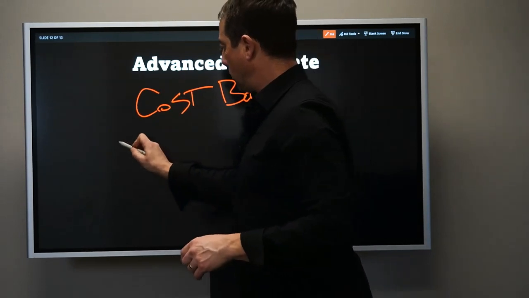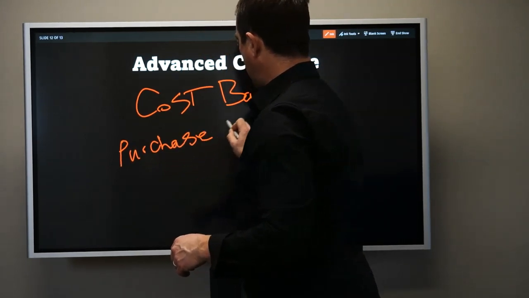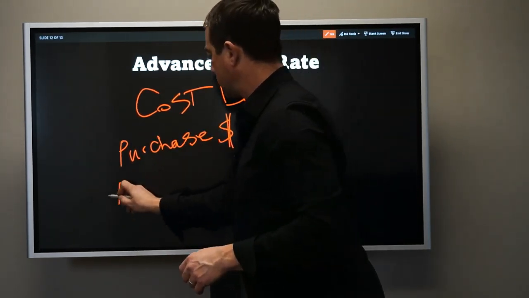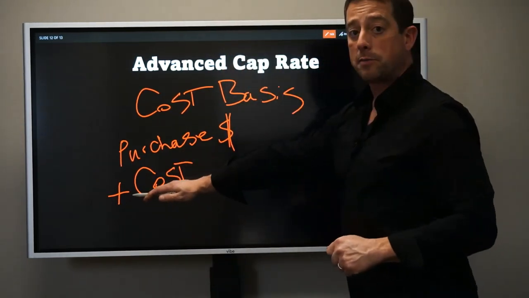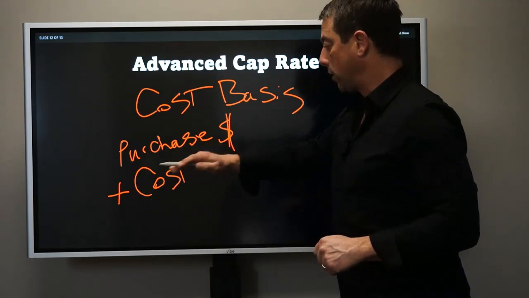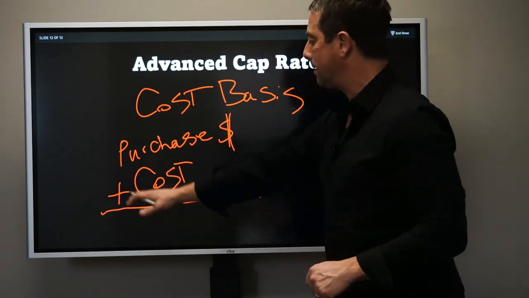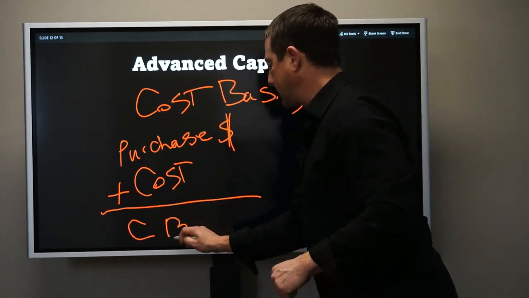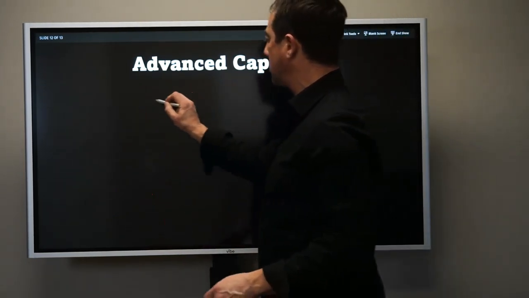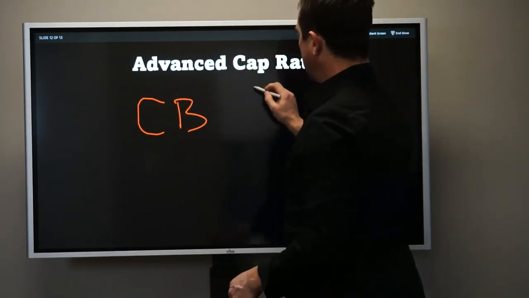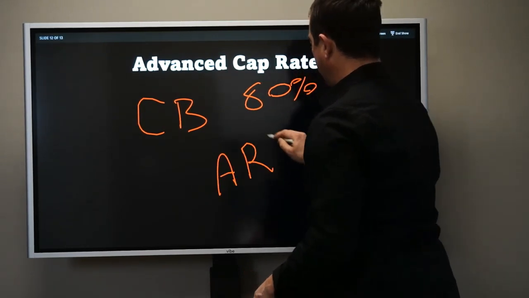Cost basis is your purchase price plus costs, all right? And that's going to be renovation costs, anything that you have to put into the property, CapEx, closing costs, renovation, everything that goes in there. So your total all-in number is your cost basis. You would like this number to be about 80%. So you want your cost basis to be 80% of the after repair value.